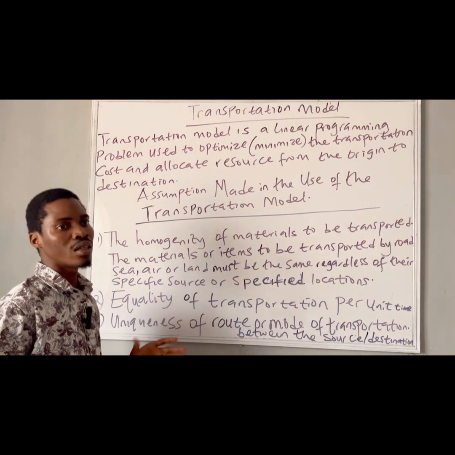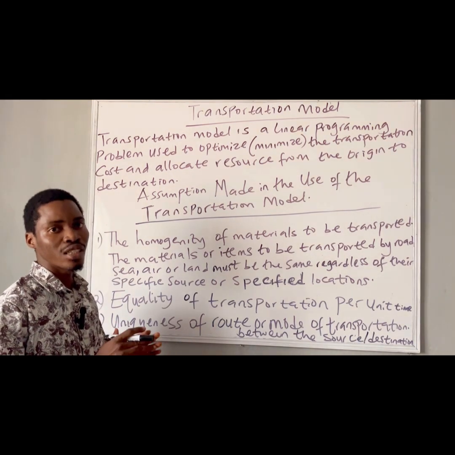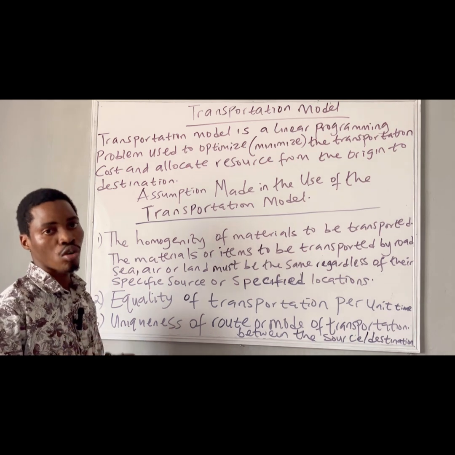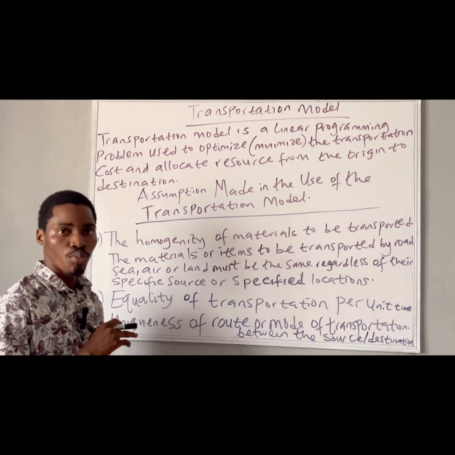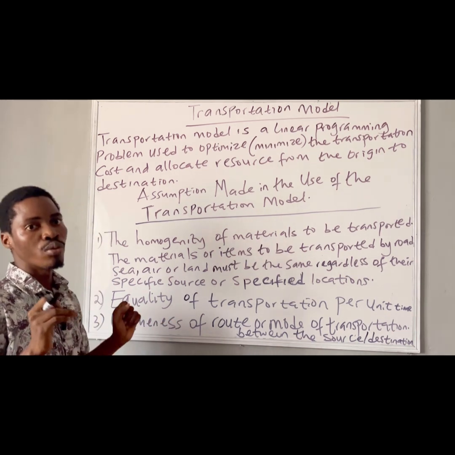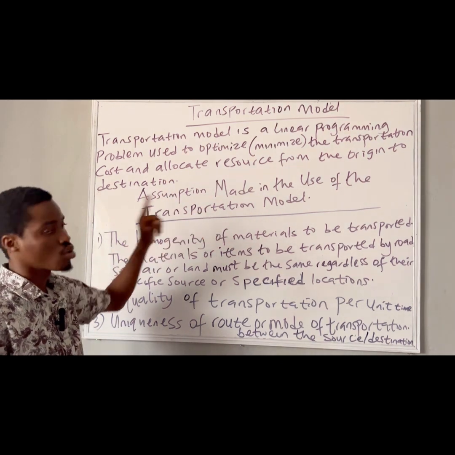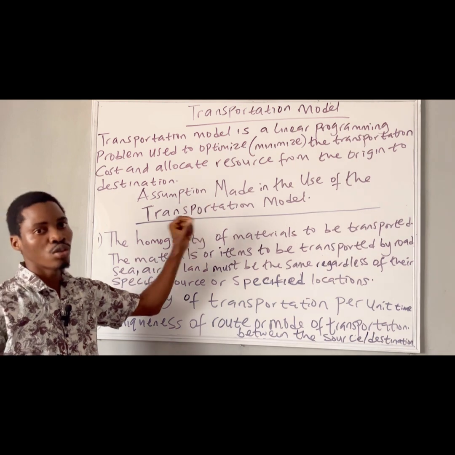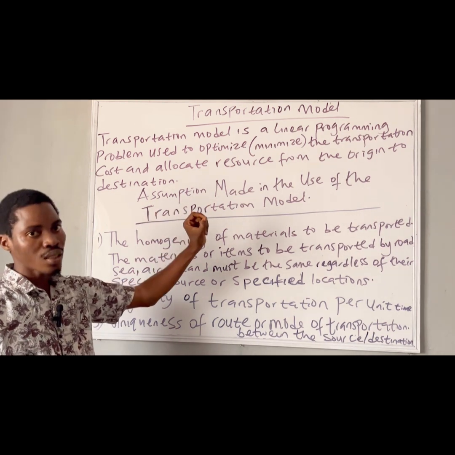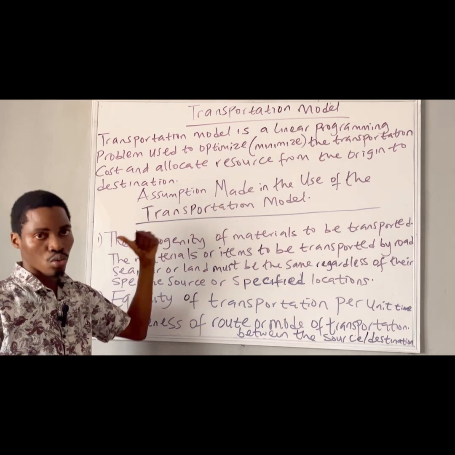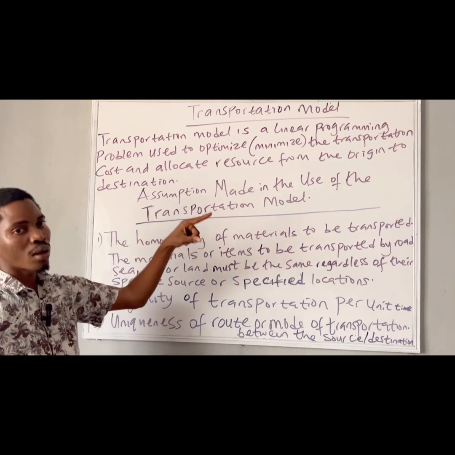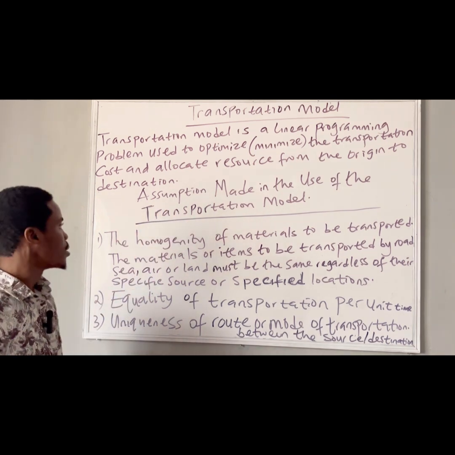So in transportation model, we only minimize the cost of production and the cost of transportation. There is no profit in transportation model. We minimize the cost from the origin to destination. The origin is those that are supplying to the demand, that is, supplying to the people that are demanding for it.